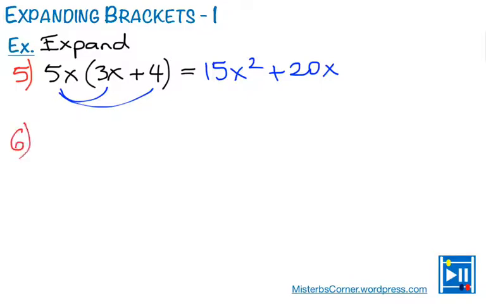Another example, let's go on with 3a squared multiplied by 4a plus 7.